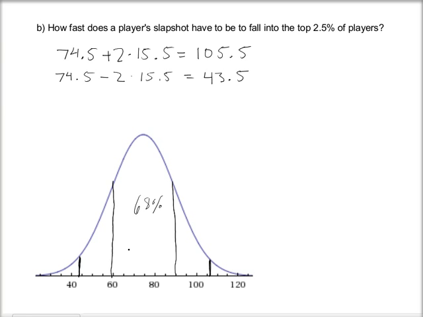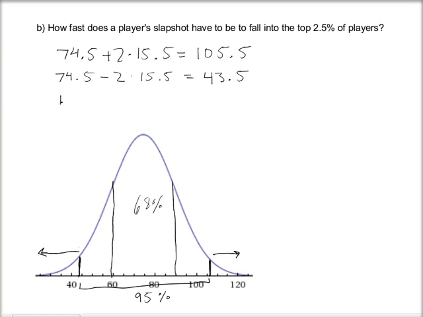So if I look at this new area that covers two standard deviations, then this whole part here covers 95% of all hockey players. So I've got 5% of my players that fall either below 43.5 or above 105.5. And then since this is symmetric, half of those players are going to be in each of those categories.